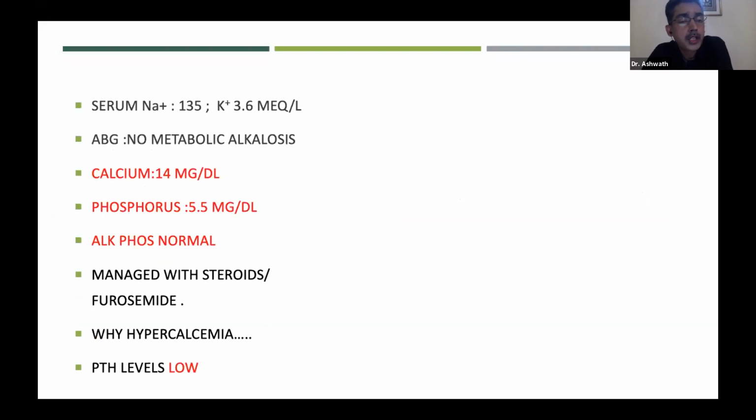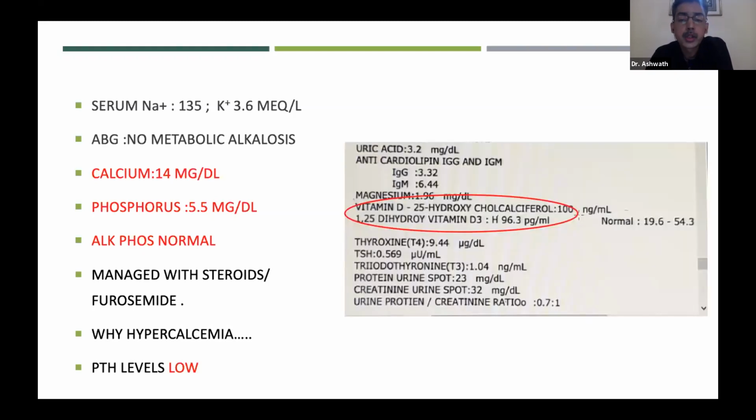We found the calcium was 14 milligram per deciliter with a phosphorus of 5.5 with normal alkaline phosphatase. We stabilized his hypercalcemia with IV steroids and furosemide. It took us nearly 2 weeks to get his calcium down. And when we were investigating for hypercalcemia, the first thing that we think of is hyperparathyroidism, which was absolutely normal in this child.